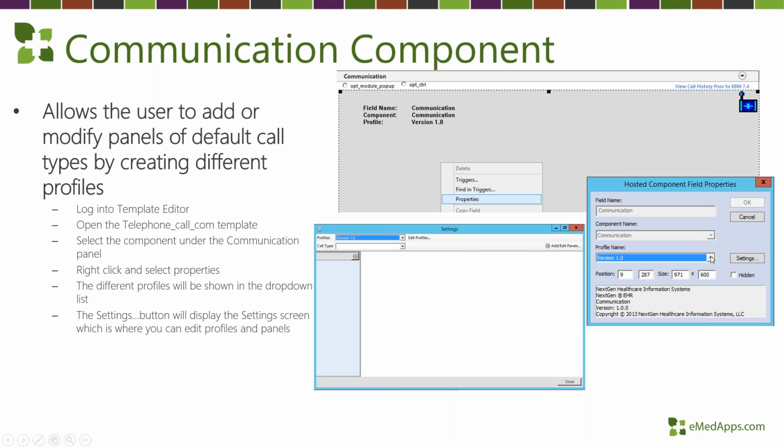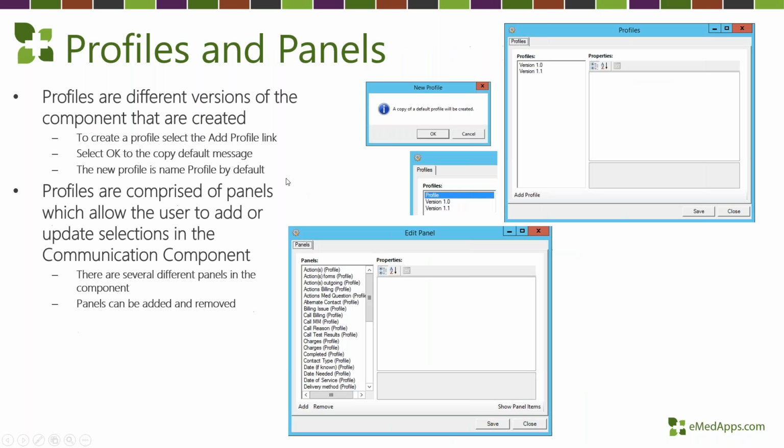You can select this drop down arrow here, and it will show you a list of what different versions you have. You can also hit settings, and then you can actually look at the different profiles as well. And this is where you can go in and edit your profiles. Okay. All right, so I'm going to break a little more information down for you.